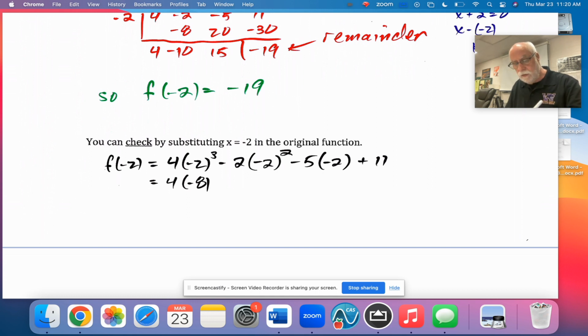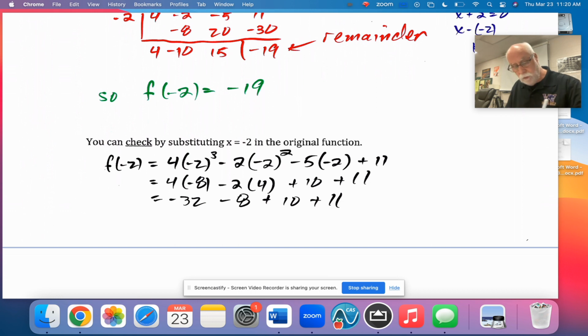And then we have -2 squared, which would be a +4. So -2 times a +4. -5 times a -2, well, that becomes a +10. And then we have +11. 4 times -8 is -32. -2 times 4 is -8. -10 plus 11. Again, if you add those up, you see that you still get -19, which is basically the same thing. So they're kind of showing you can use synthetic division when you have a binomial, and it makes it a little easier for you.